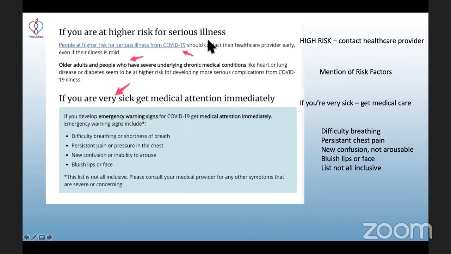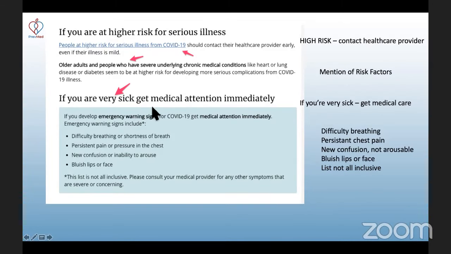So if you're at higher risk for serious illness, that's the next section of this quote testing site. People at higher risk should contact a healthcare provider earlier, even if their illness is mild. So in other words, high risk, contact your healthcare provider. Older adults and people who have severe underlying chronic medical conditions like heart or lung disease, diabetes, etc. Things we already know. Again, mention of risk factors.